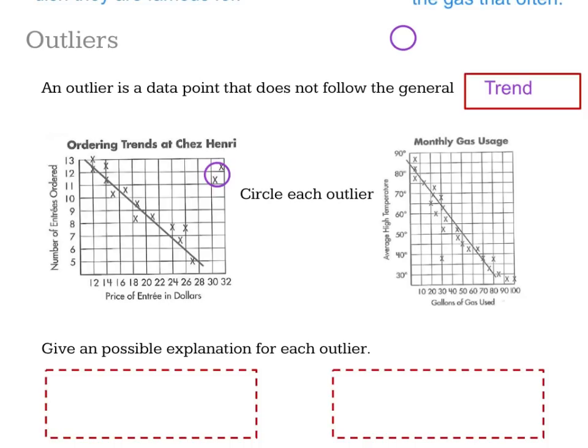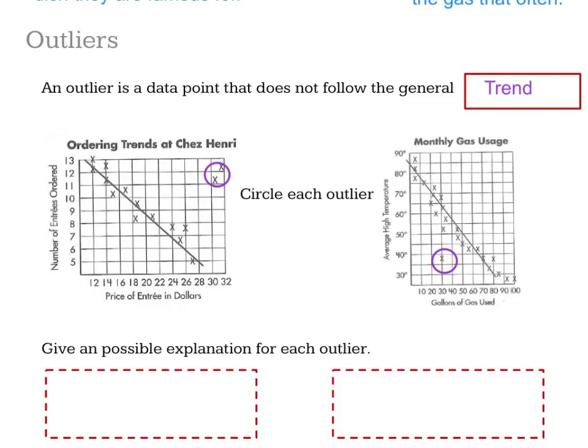Now we're talking about monthly gas usage, and this is if you were to use gas to heat your home, not gas for your car. I've got one X way out here, so I'm going to circle that, and that is my outlier. Now there's always an explanation for these outliers, like why they happen.